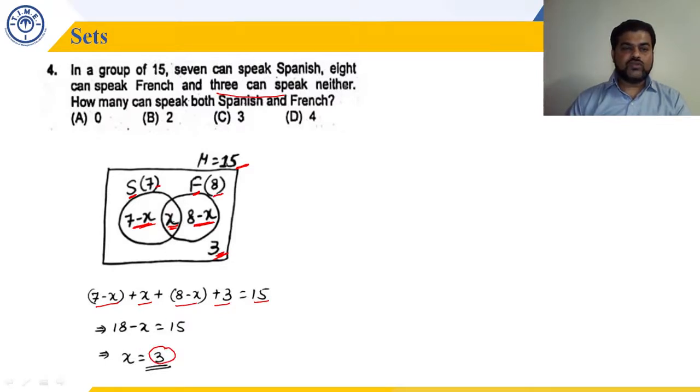What was X? X was the total number of people who speak both the languages, and that is what the question is asking for. How many can speak both Spanish and French? So the answer is 3. Option C.